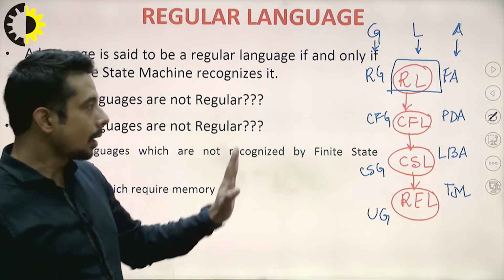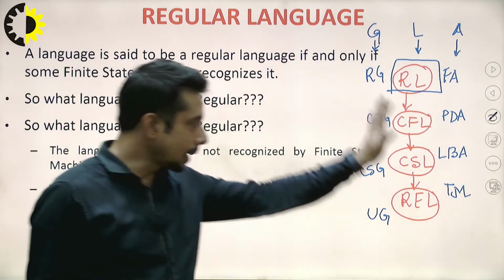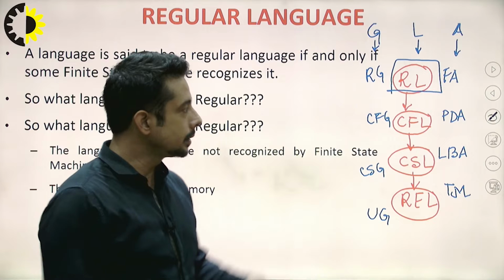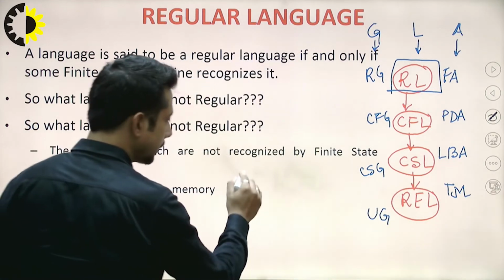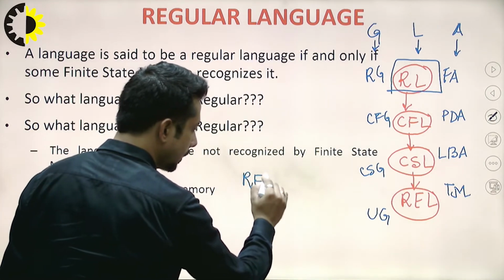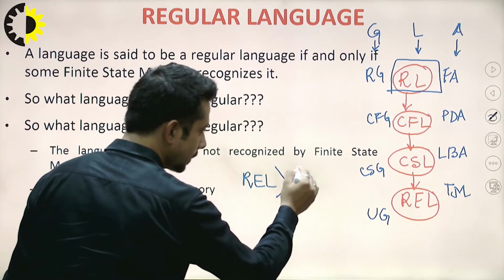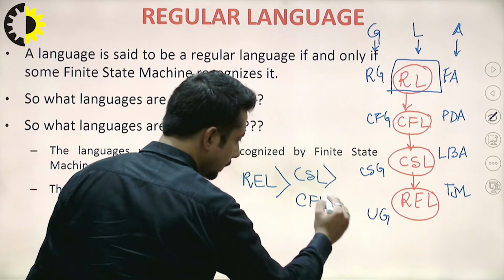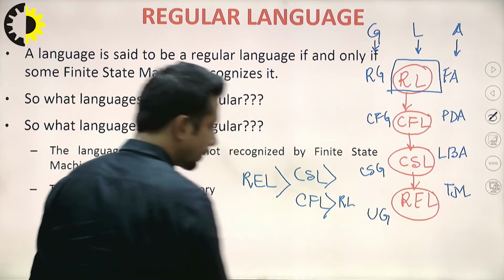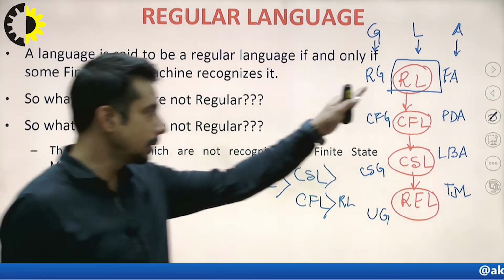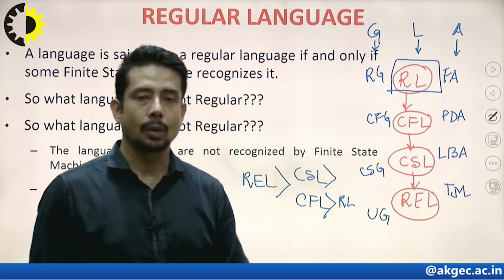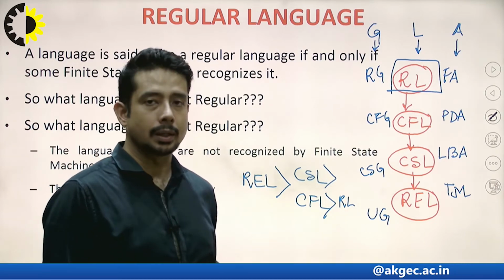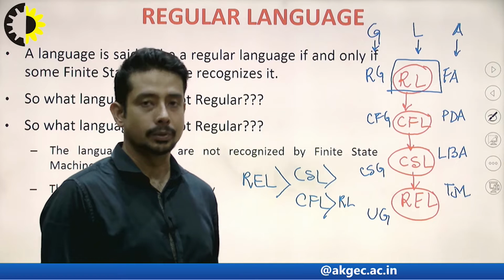Now the concept comes here. This is the hierarchy: recursively enumerable language is more powerful than CSL, CSL is more powerful than CFL, and CFL is more powerful than regular language. This hierarchy was given by Noam Chomsky, and we will learn about this hierarchy, named the Chomsky hierarchy, properly in unit number 3.